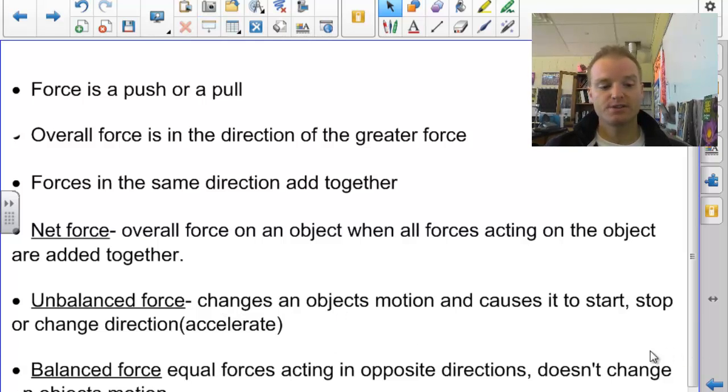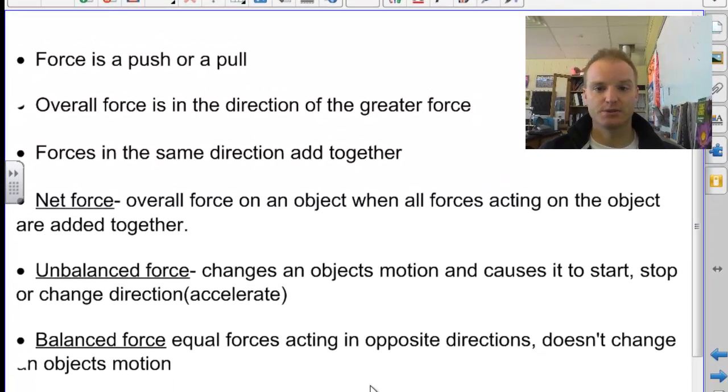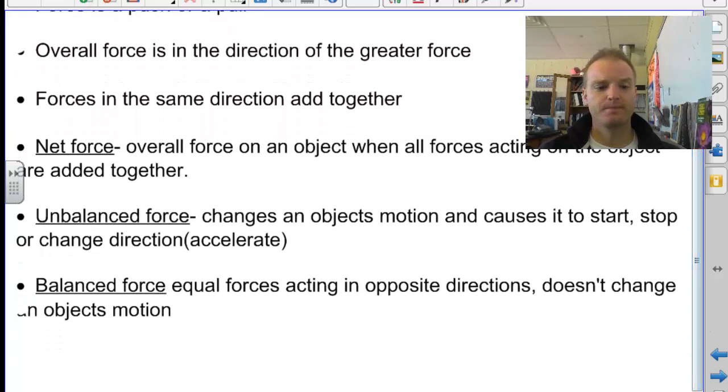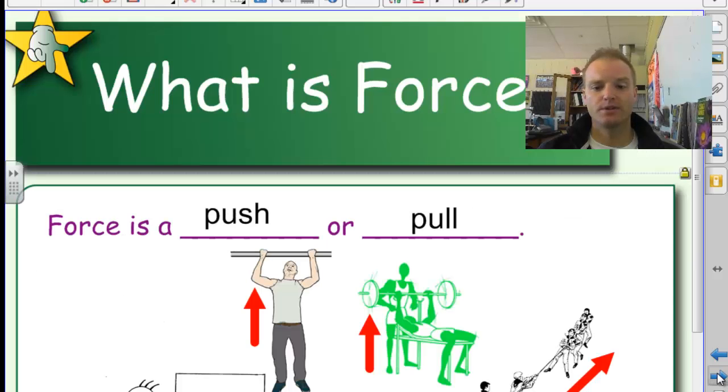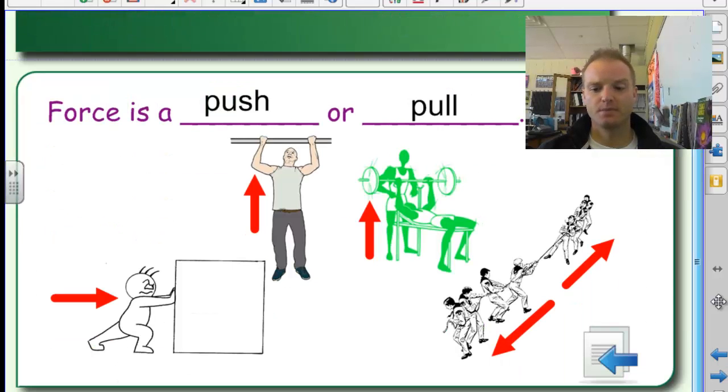So on the other side of that, we have balanced forces. A balanced force is equal forces acting in opposite directions, so it doesn't change an object's motion. And when we think of that, we have a picture here of it. We've got an unbalanced force. The guy's pulling himself up. Looks like it's me doing some bench presses there. A couple 45s each side, normally what I do.